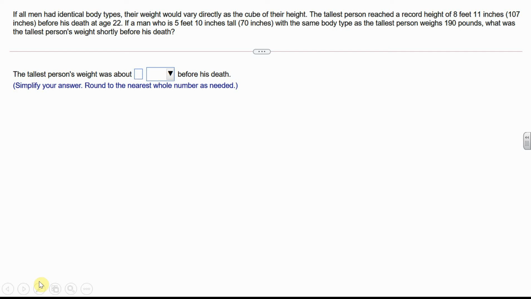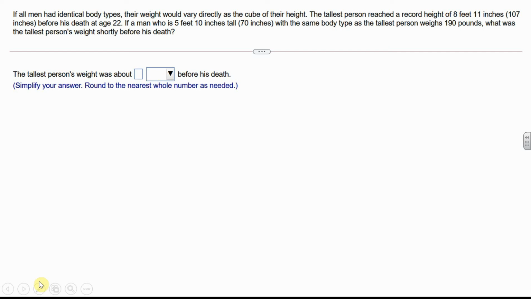If all men had identical body types, their weight would vary directly as the cube of their height. The tallest person reached a record height of 8 feet, 11 inches.